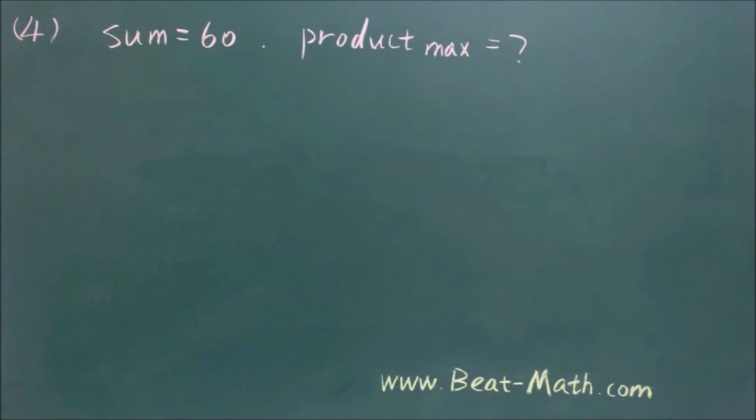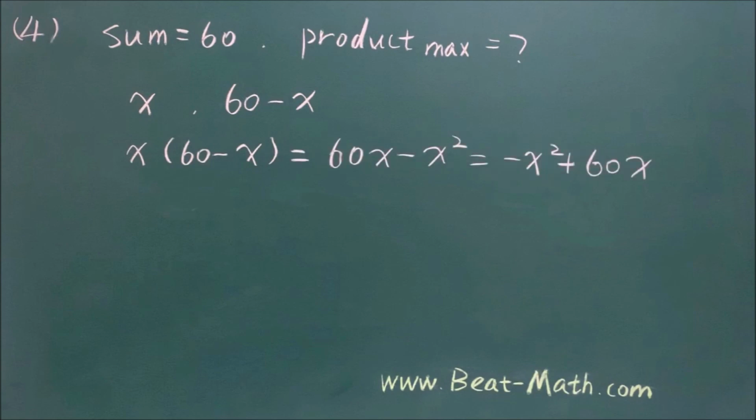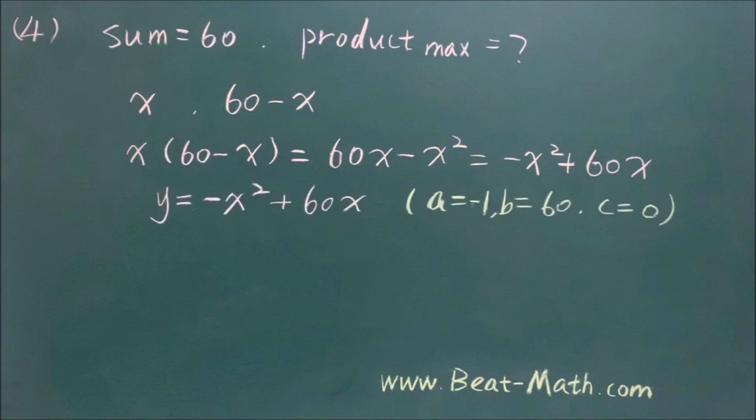We assume one number is x and the other number is 60 minus x. So the product is x times (60 minus x) equals negative x squared plus 60x. This is the quadratic function with a equals negative 1, b equals 60, and c equals 0. We already know the function has a vertex when x equals negative b over 2a. Furthermore, a is less than 0 in this function. Therefore, the function has a maximum value when x equals negative b over 2a.